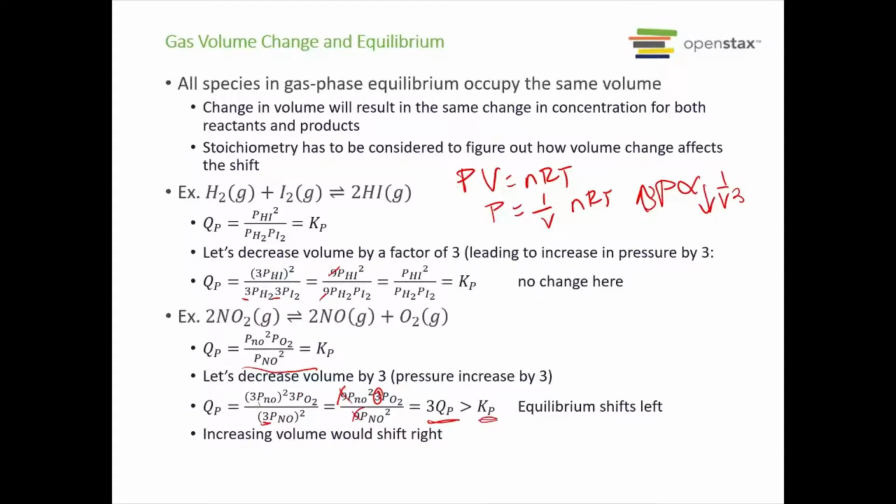So since Q is greater than K, our equilibrium is shifting left. So decreasing that volume by 3 shifts our equilibrium left. But if we were to increase our volume, it would shift it right. So you have to use stoichiometry and put in those increases to see how it's going to affect your equilibrium.